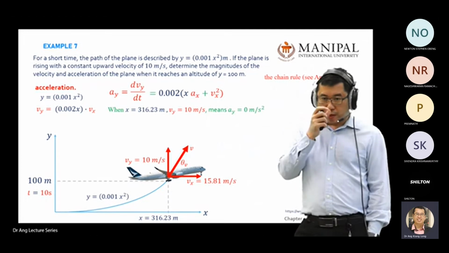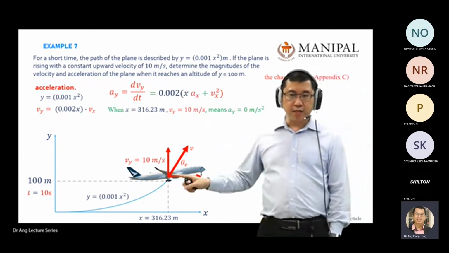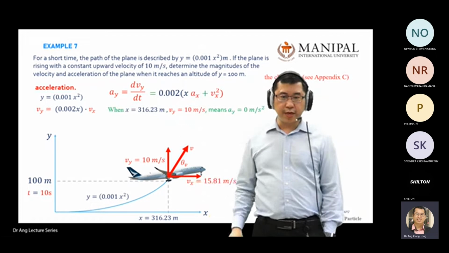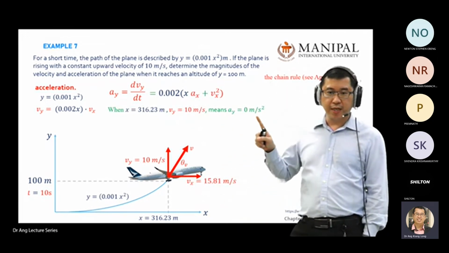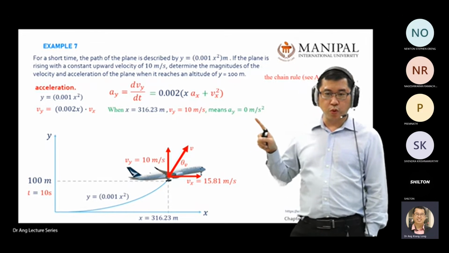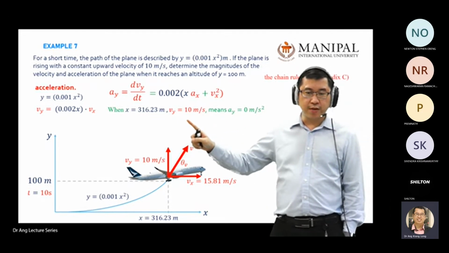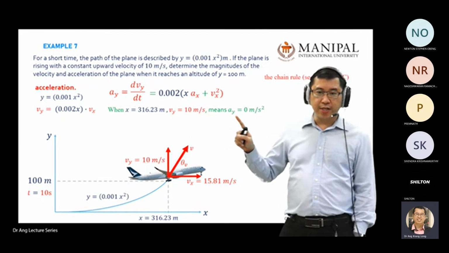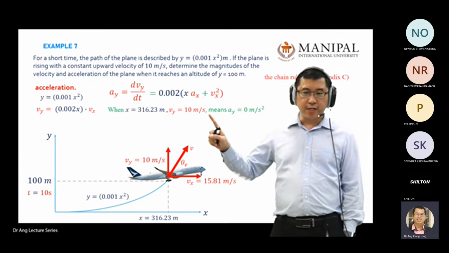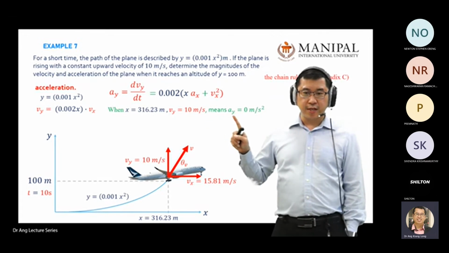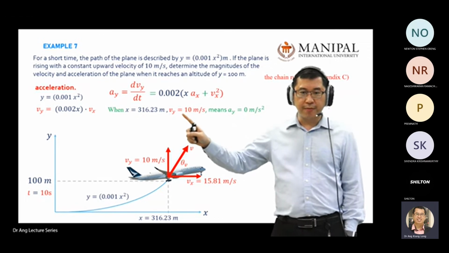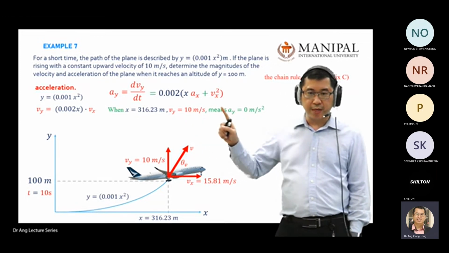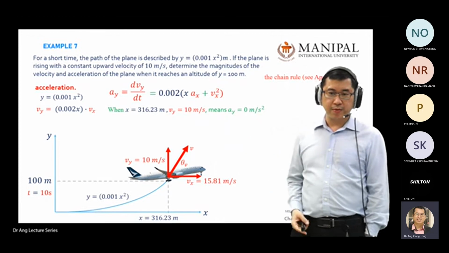So you know that when you have a constant velocity going up, your acceleration is 0. This is a hidden meaning that we expect you to know. You have a constant velocity, your acceleration will be 0. Because how you calculate acceleration is the rate of change of your velocity. So if the velocity remains the same, your acceleration will be 0.